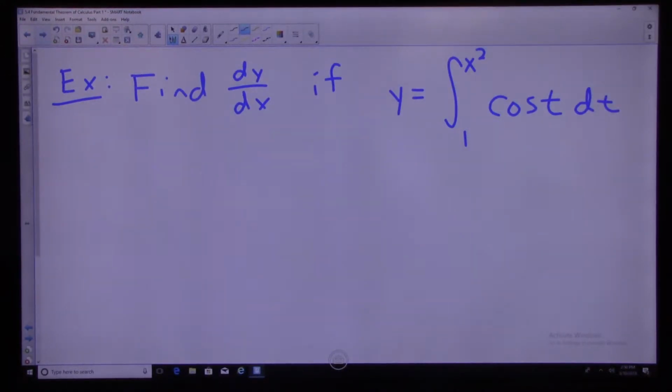Next thing, we're going to move on. This is another example, but this is a little bit different. Okay, here we go. Find dy over dx if y is going to equal the integral from 1 to x squared of cosine of t dt.